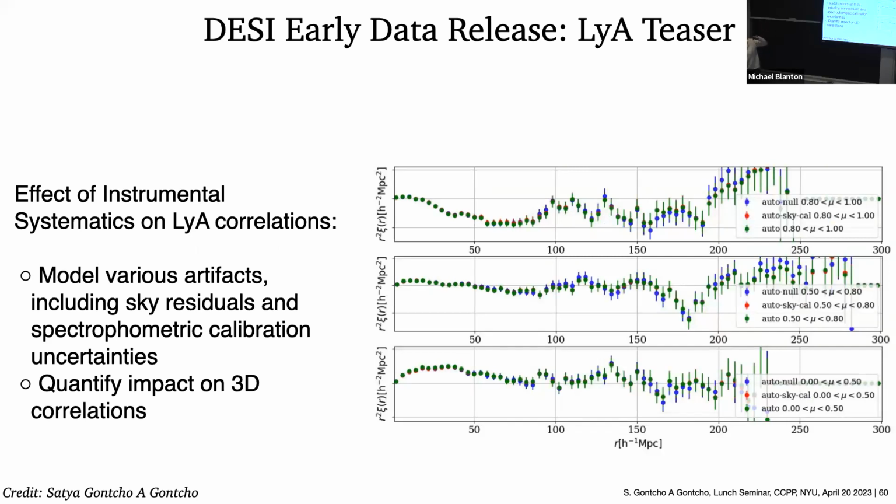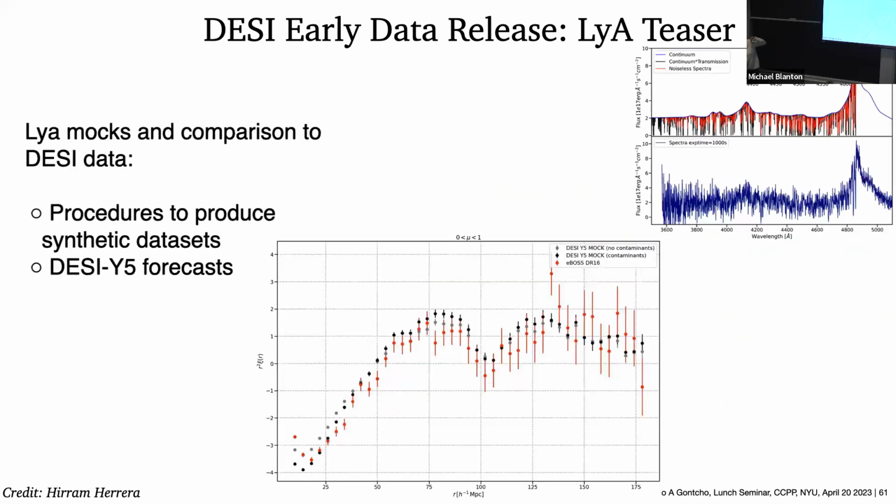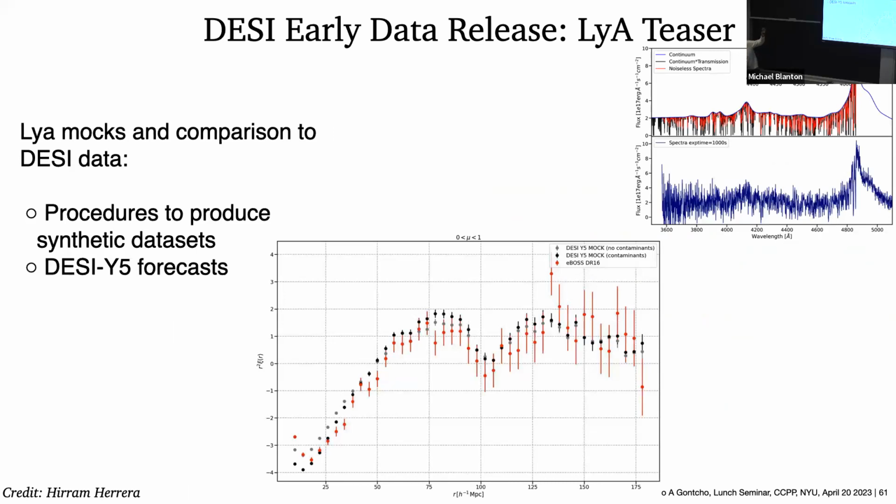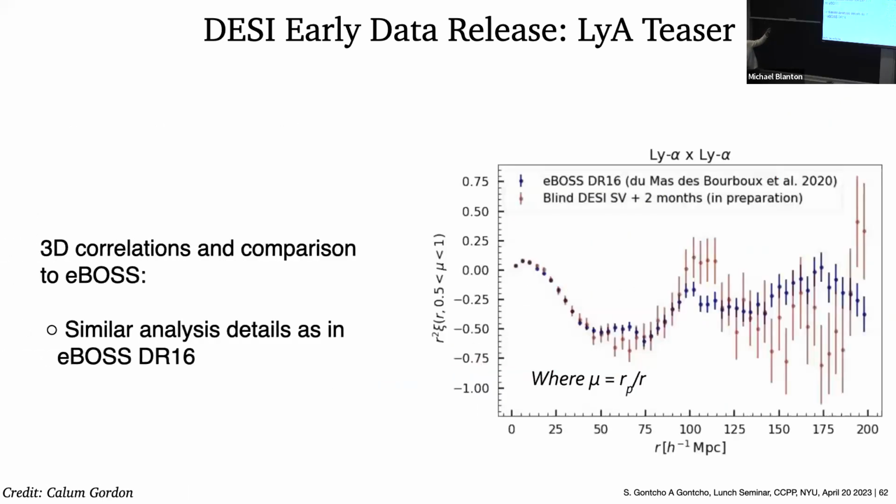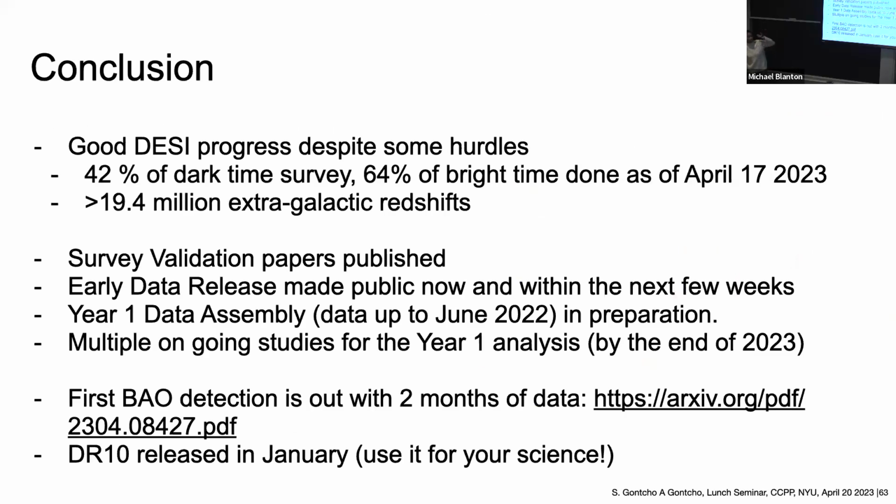Spoiler, we're understanding them very well, and it has small impacts. We've developed a series of mocks that we're talking about, and then we have basically a redo of the EBOX analysis with DESI data in comparison to the EBOX paper. These are the 5 papers that are coming from the Lyman alpha working group. So survey progress is going well.